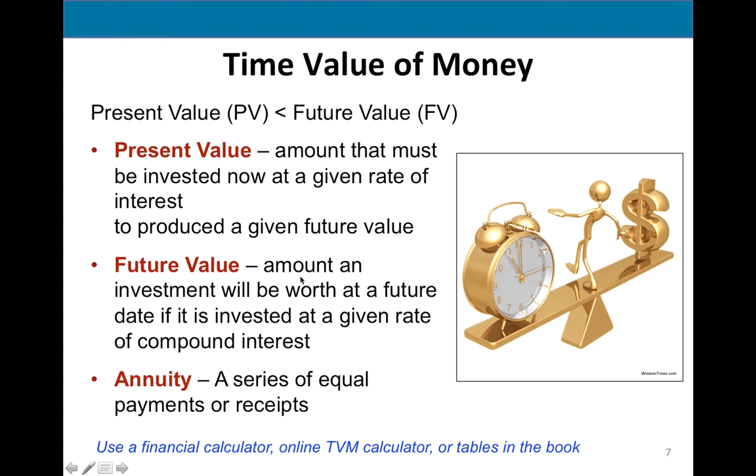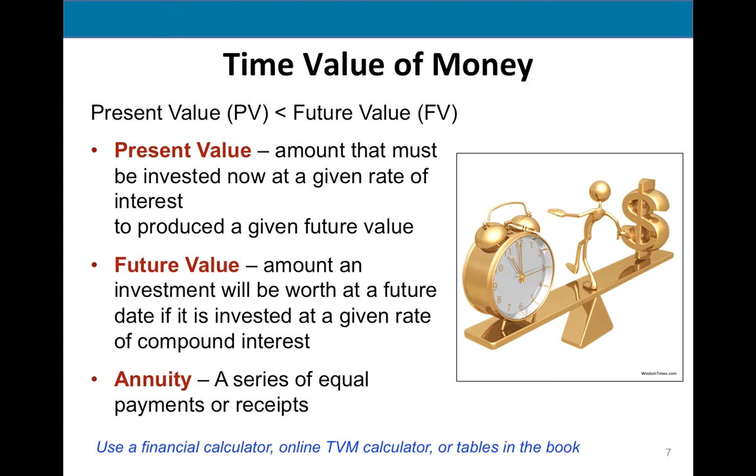The future value is the amount that your investment will be worth at a future date if it's invested at a given rate of compound interest. An annuity is a series of equal payments or receipts, right? Most pensions, if you think about a pension, that's an annuity. It's the same amount that we receive every month. If you think about your mortgage payment or your auto loan payment, it's an annuity where we are making equal payments, and the lending institution, like a bank, is receiving an equal payment every month.